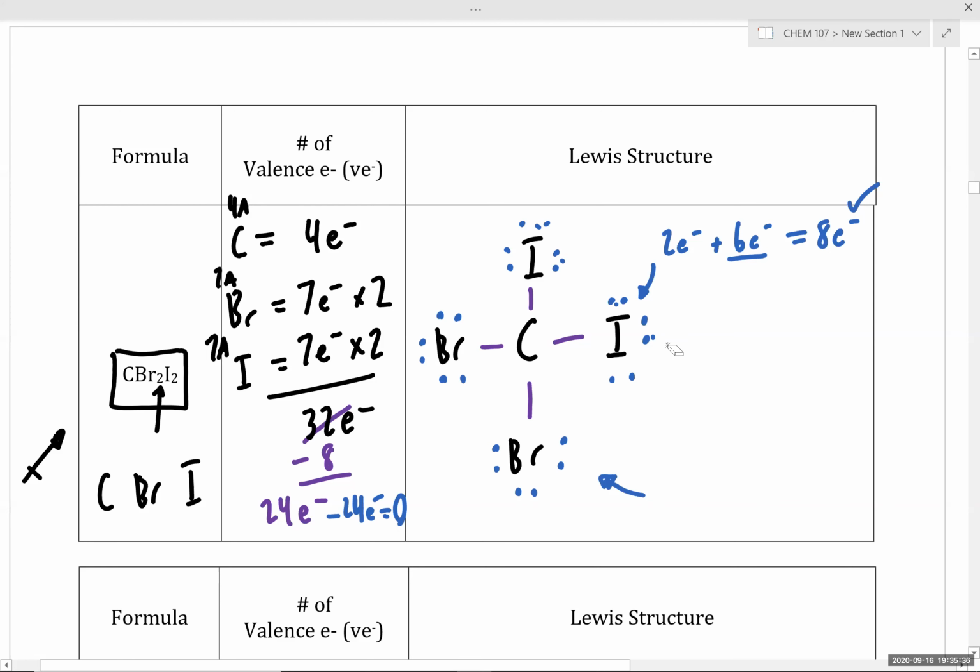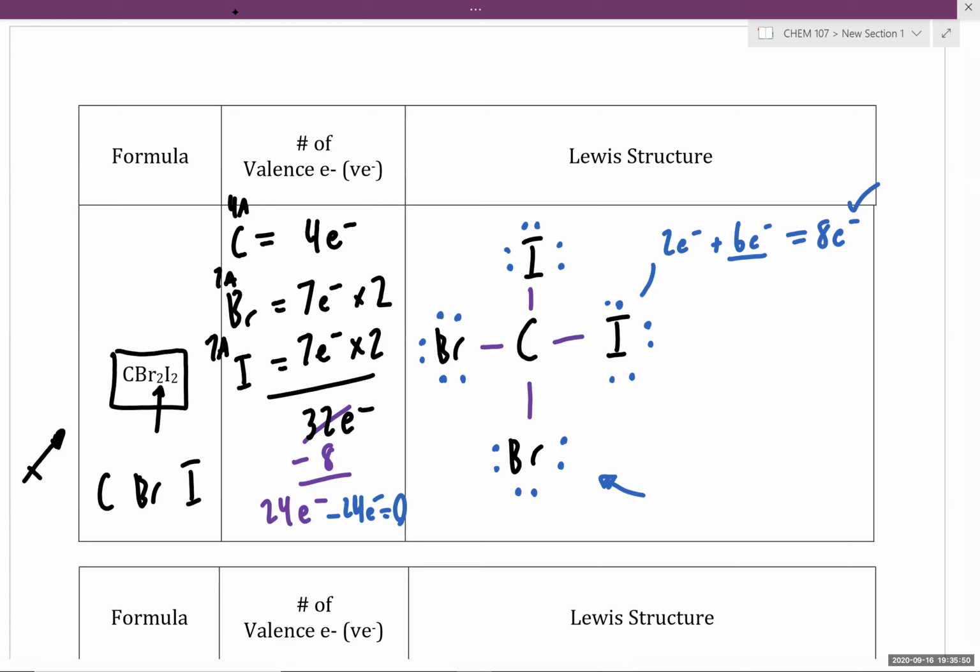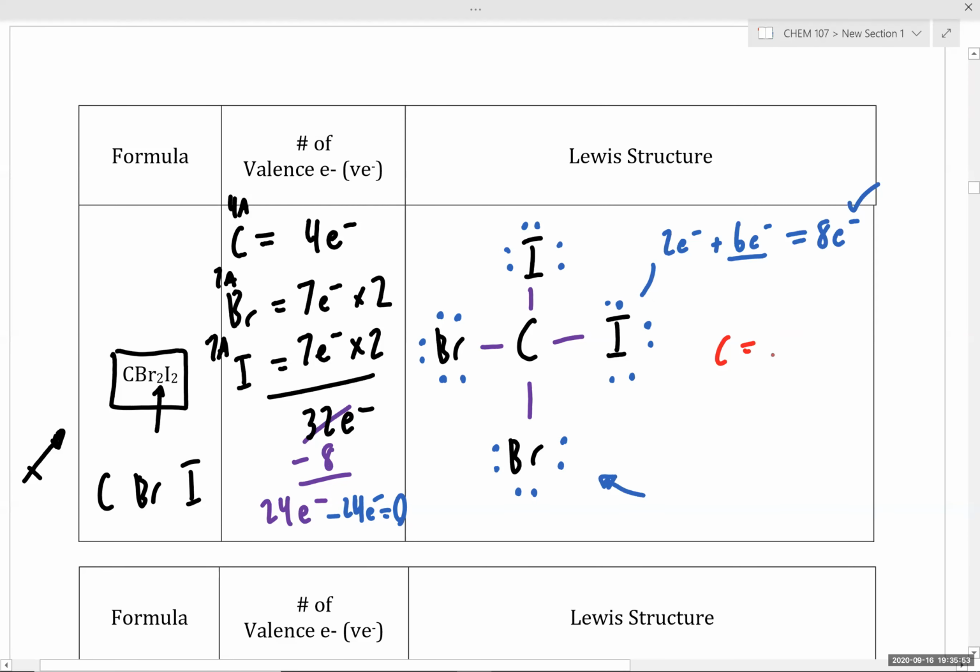Is the octet fulfilled? Looking at each of our atoms, let's check. For carbon, we have eight. For iodine, we have 2 plus 6, which is 8. And for bromine, we have 2 plus 6, which is 8. So have we fulfilled the octet rule for every single one of our atoms in this structure? Yes. Does this process make sense to everyone?